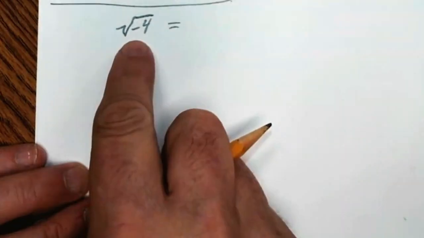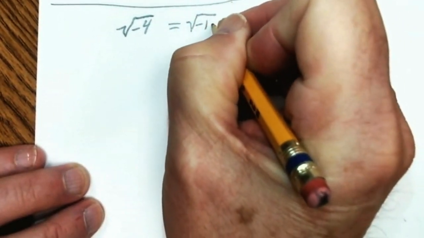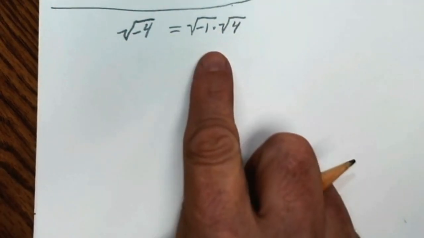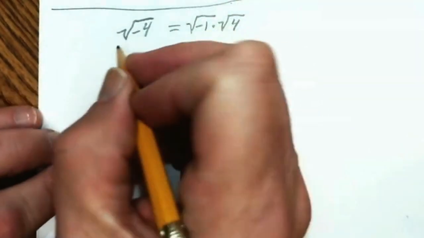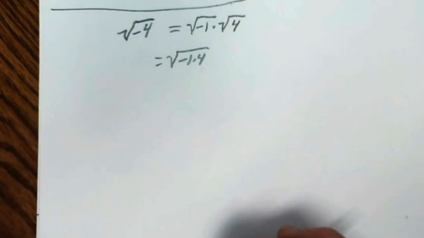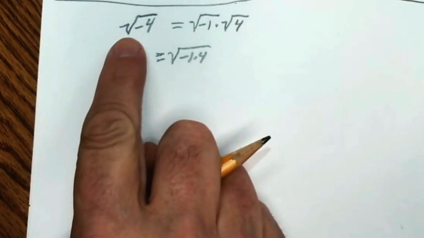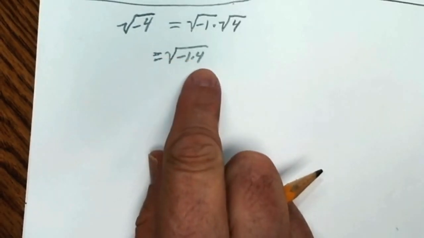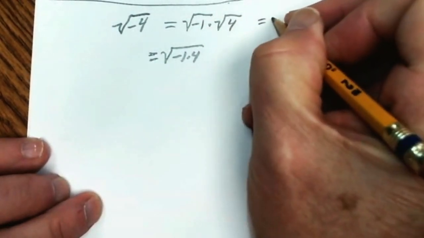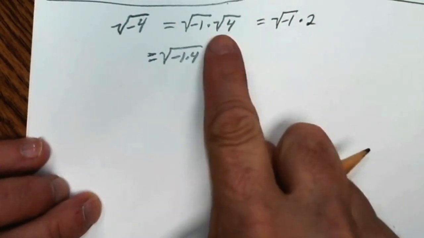Because anytime you have a number underneath a radical sign, you can rewrite it like this: the square root of negative 1 times the square root of 4. Or actually, we could have written it like this first: the square root of negative 1 times 4. These are all the same. The square root of negative 4 could be the square root of negative 1 times 4, which we can break apart as the square root of negative 1 times the square root of 4. So when we take that one step farther, it's the square root of negative 1 times 2, because the square root of 4 is 2.